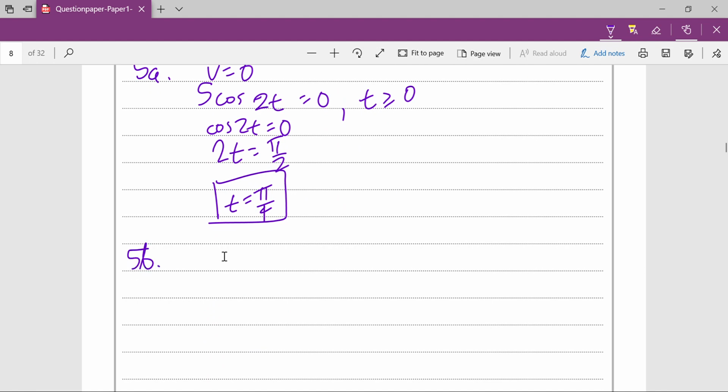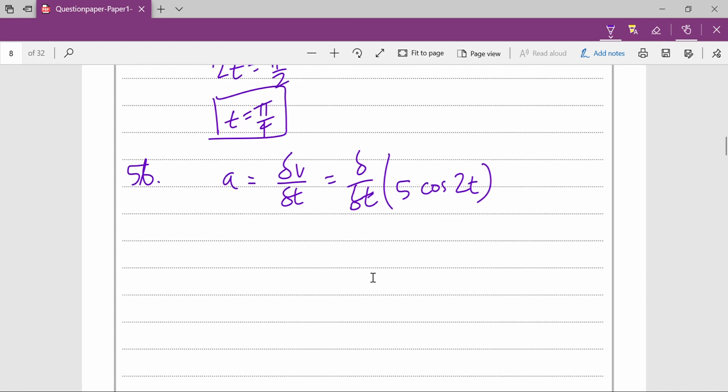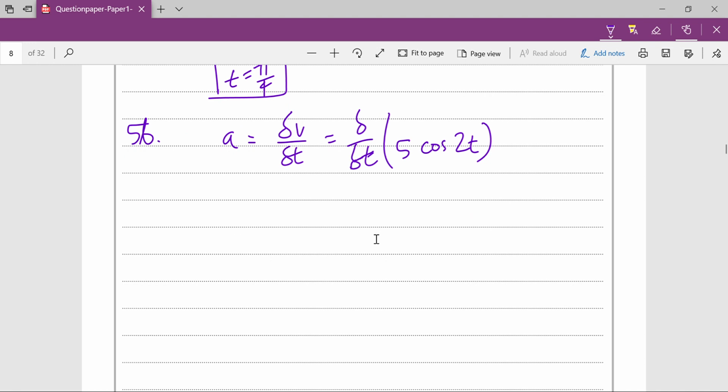Alright, so question 5b. Acceleration is equal to the derivative of velocity with respect to time, equals d by dt of 5 times cosine 2t. Alright, so because there's a 2 in there, we're going to have to use the chain rule, unfortunately, which is a bit annoying. It's a bit annoying, but we'll survive.